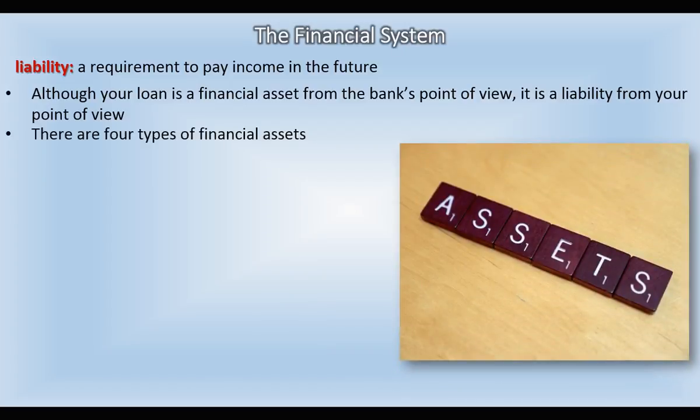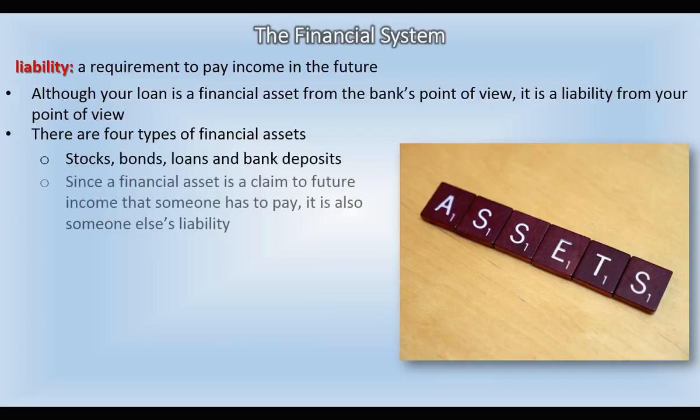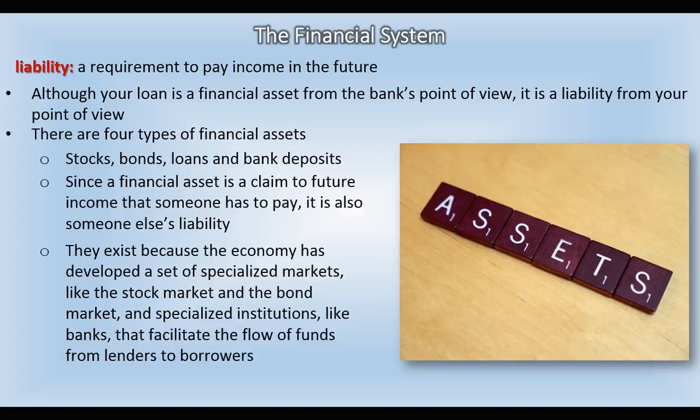So there are four principal types of financial assets: stocks, bonds, loans, and bank deposits. Let's consider them in turn. Since a financial asset is a claim to future income that someone has to pay, it's also somebody else's liability. They exist because the economy has developed a set of specialized markets like the stock market and the bond markets, and specialized institutions like banks that facilitate the flows of funds from lenders to borrowers.